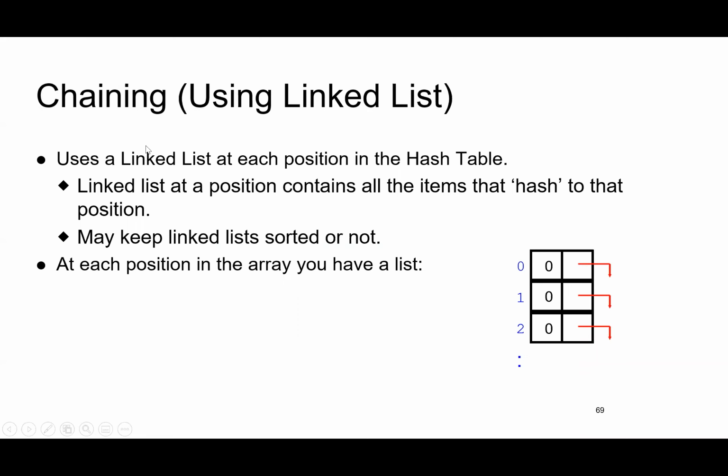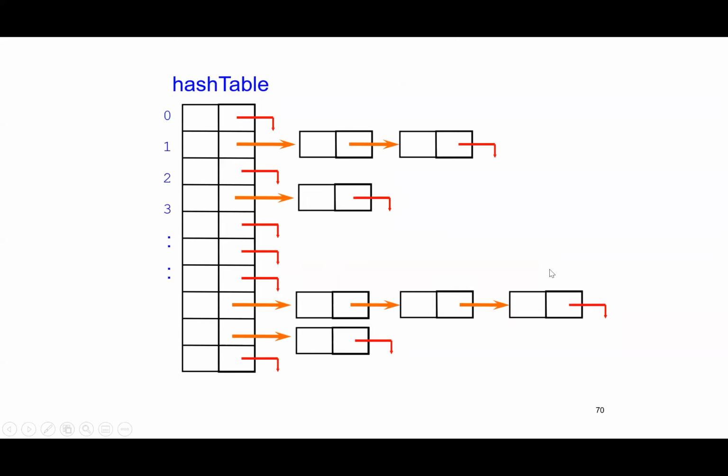So what we do now, if we use chaining, is use a linked list at each position in your hash table. Then it's up to you whether you want the linked list that you store in every index here to be sorted or not. So at each position, this is how it looks. You have a linked list, then this 0 here will be the size of your linked list. If it's 0, it means you don't have any key mapped to this index in the hash table. That's why your linked list here is an empty list. And conceptually, this is how a hash table using chaining looks like.